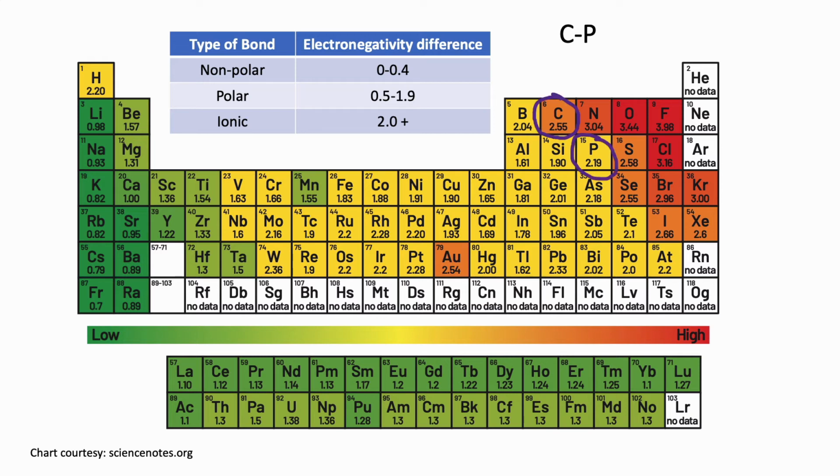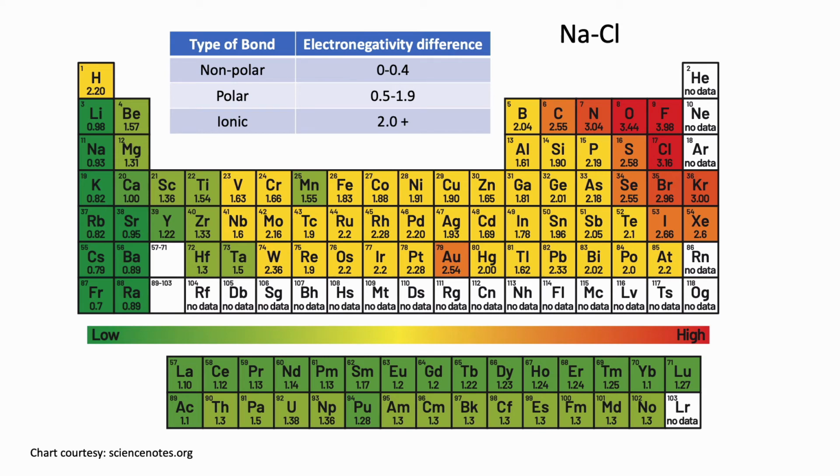Carbon and phosphorus are here, and you can see their electronegativity values. Carbon is 2.55, phosphorus is 2.19, so our electronegativity difference here is 0.36. We will have a nonpolar covalent bond between these two elements. So if you think about our tug of war analogy, carbon pulls just a little more strongly than phosphorus, but not enough to win the tug of war, if you want to think of it that way.